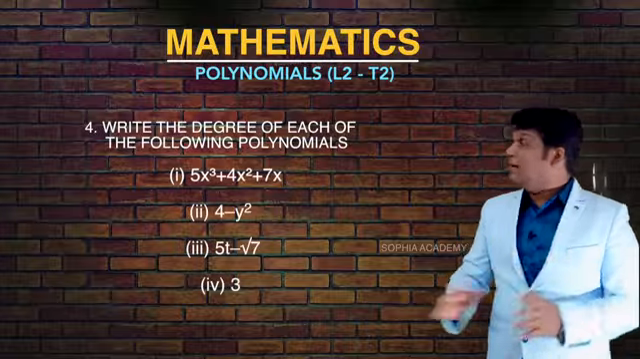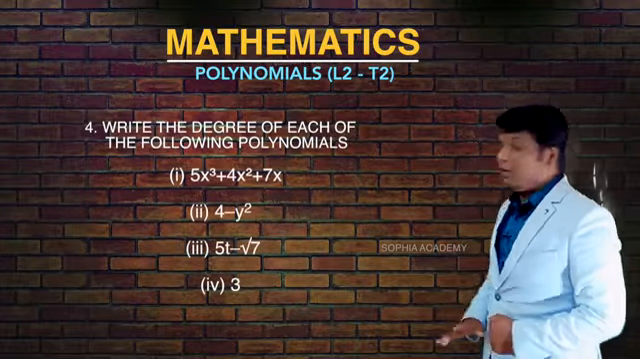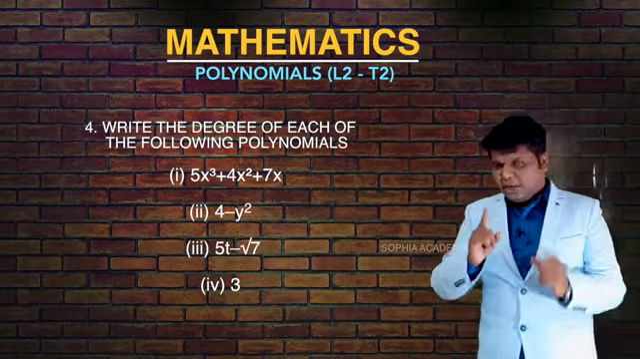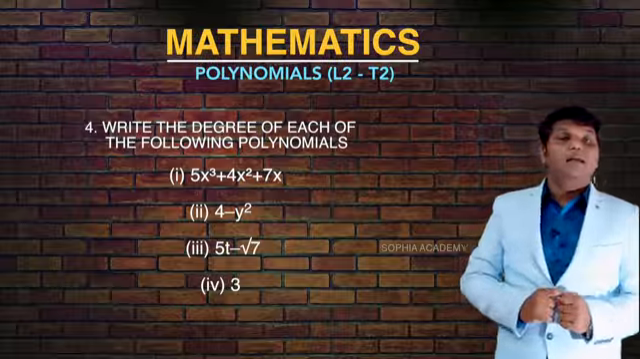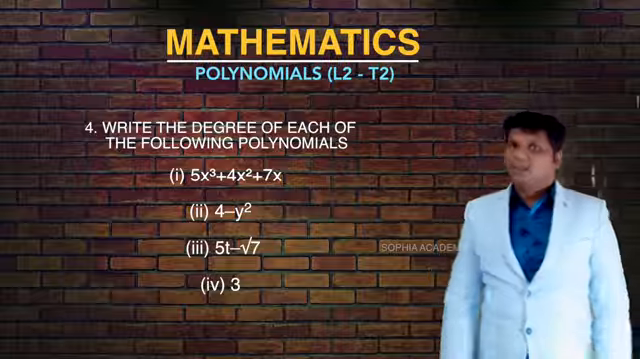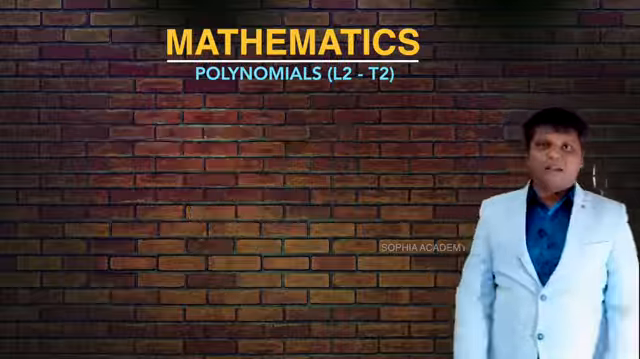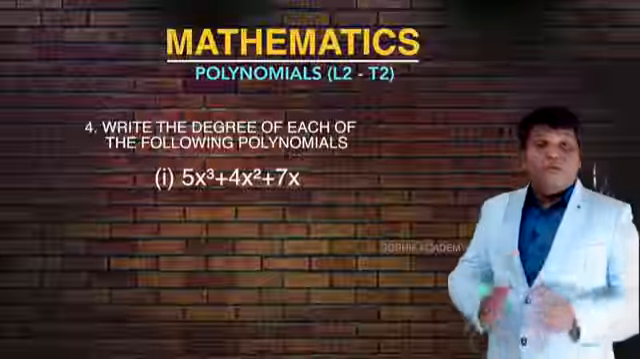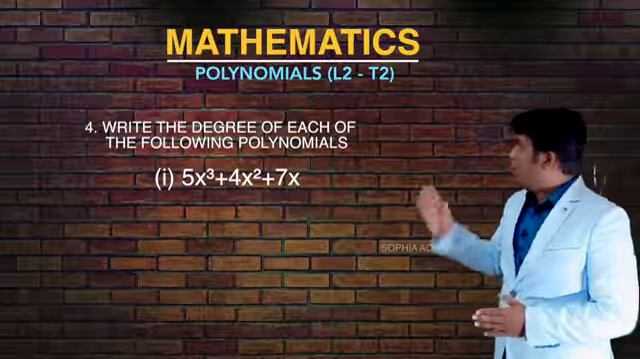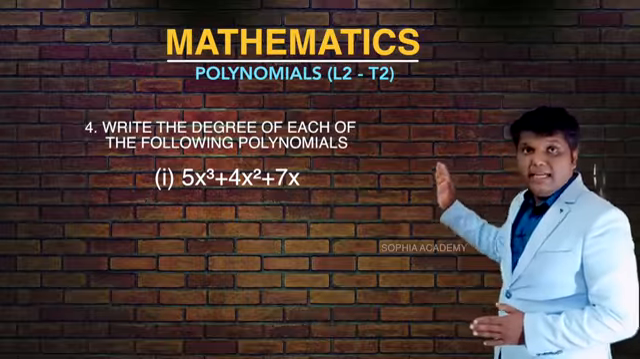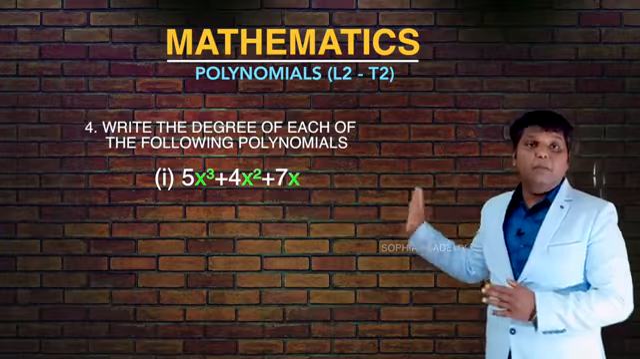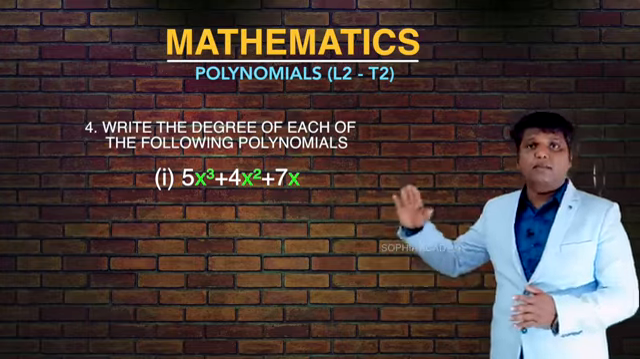Now we are going to write the degree of each of the following polynomials. Here the polynomials will be given and you have to mention the degree. How to mention the degree? Check out each term of the given polynomial and then find what is the highest power given there. That highest power is what we call the degree of the polynomial. So let us go with the first question: 5x cube plus 4x square plus 7x. 5x cube, you can see here x cube, x square, x. I'm just checking the variable part. There is nothing to deal with the constant part, so I'm just neglecting those things.